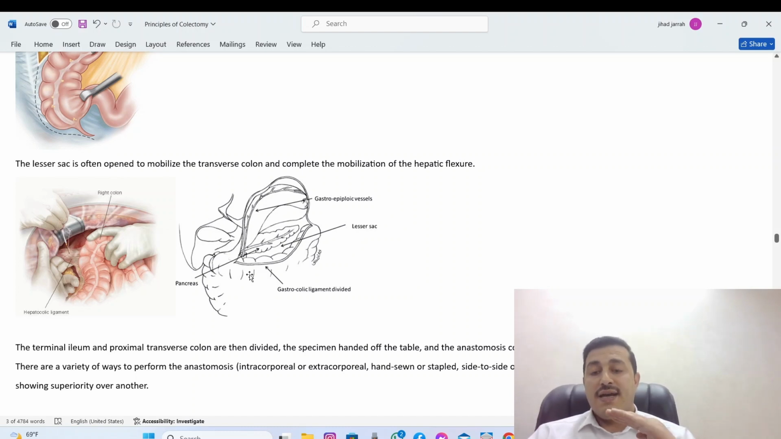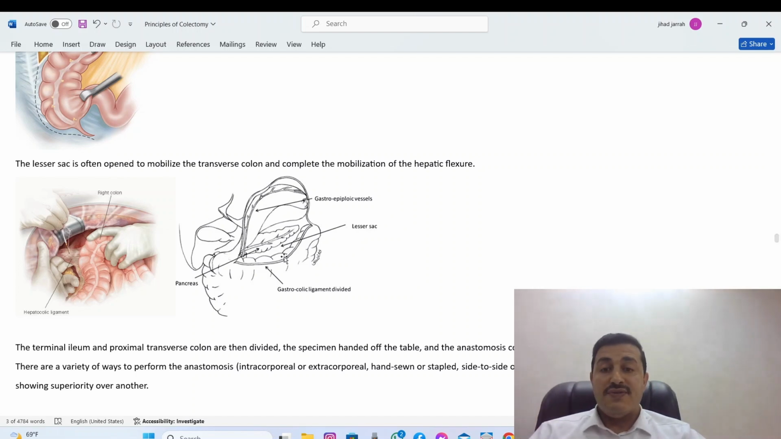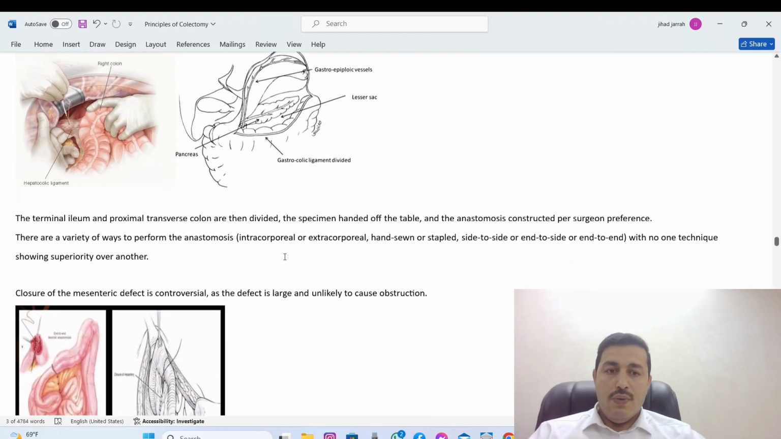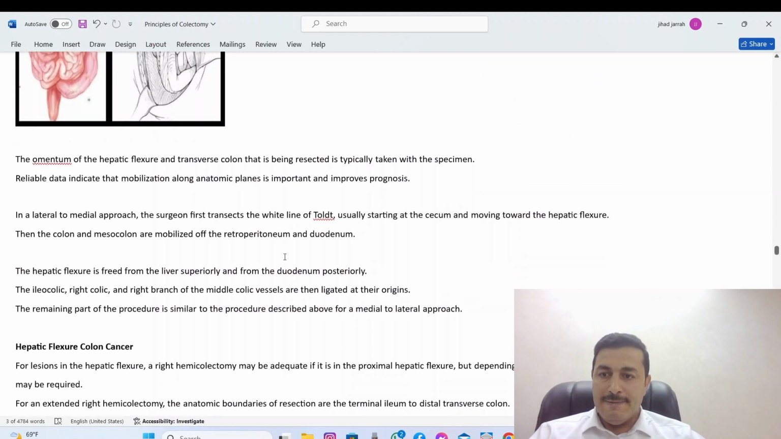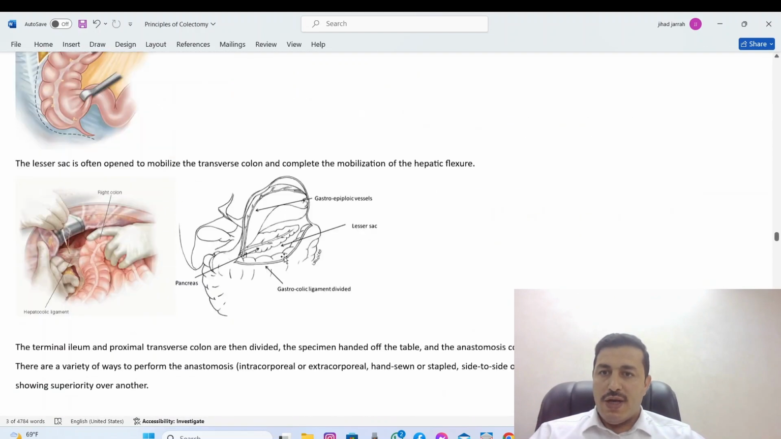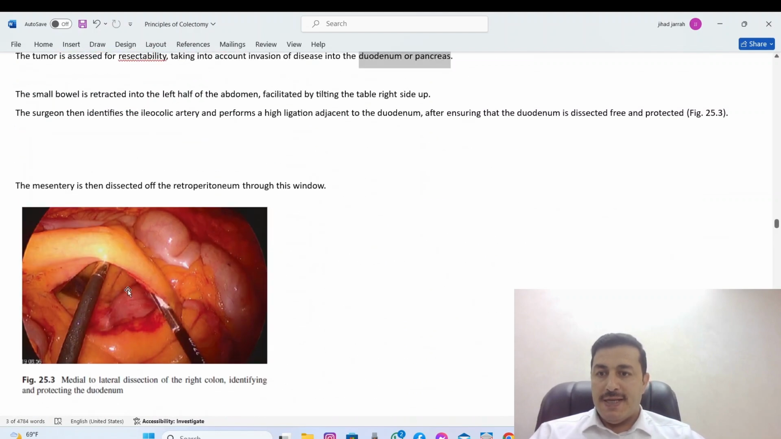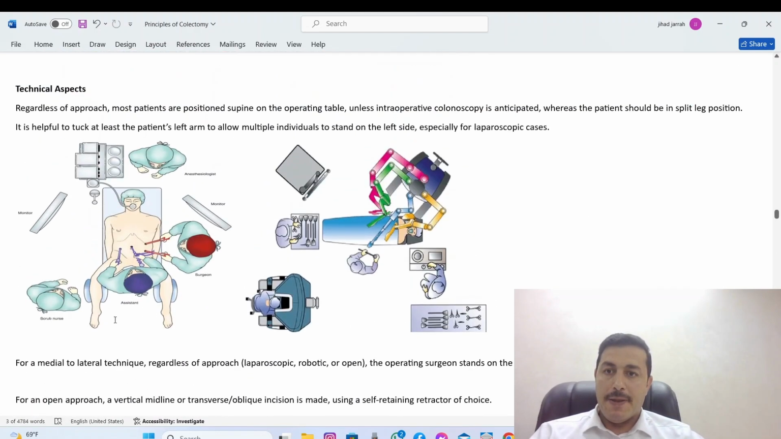The lesser sac comes between the transverse colon and the stomach. You open it after you remove the peritoneum, and you will face in front of you the posterior aspect of the transverse colon, the spleen, and the posterior wall of the stomach. This is not mandatory in right hemicolectomy, but it's important in a tumor in the transverse colon. We said we have two approaches. This is the medial to lateral approach, laparoscopic surgery.